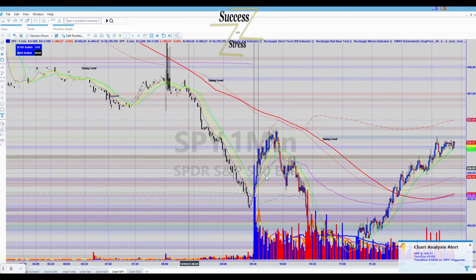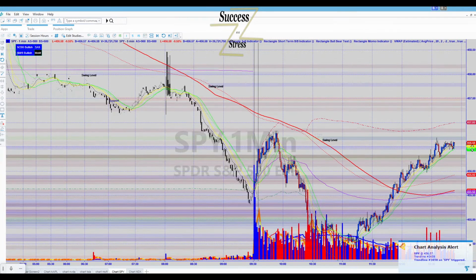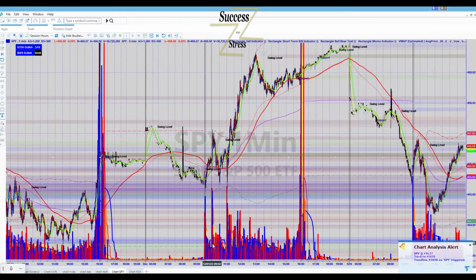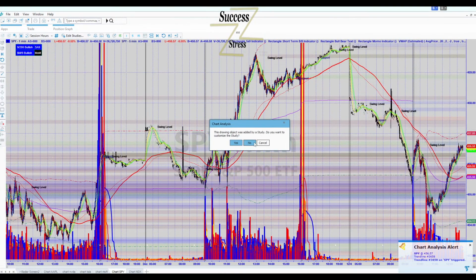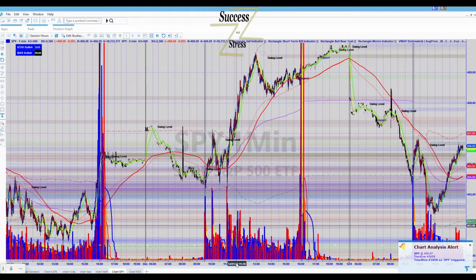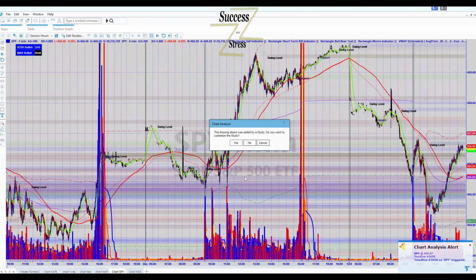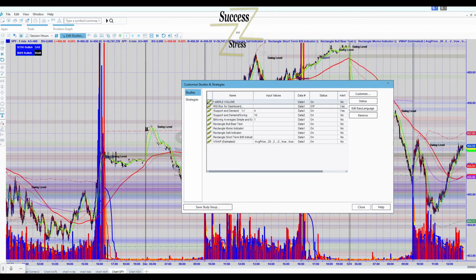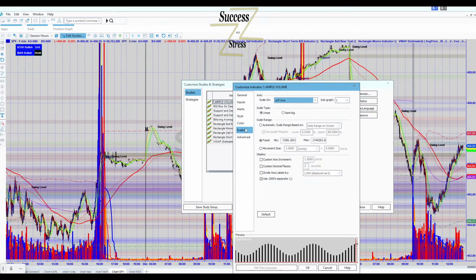And then these horizontal areas, you see the difference in color there. They should coincide with areas of support or resistance. Scaling is all over the place here. Let's go edit studies. And it kind of changes. I don't know why my scaling changes on its own, but it does. So you can't set that as default because it won't hold it. It won't keep it. All right.